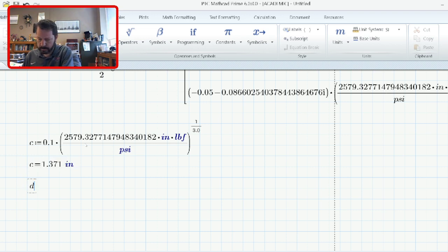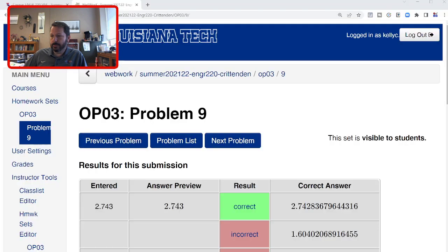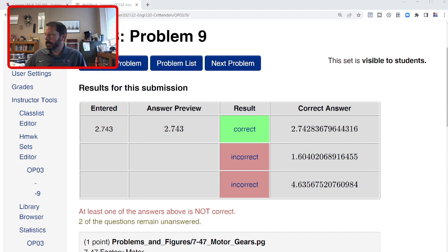And D equals C times 2 in inches, 2.743. So it sounds weird, but I don't know how to correctly make the calculator I'm using do a cube root, just because I haven't used that particular calculator much, but there's the correct answer. So you do need to know how to make your particular calculator do a cube root. This isn't the one I normally use, it's just the one I had laying around.